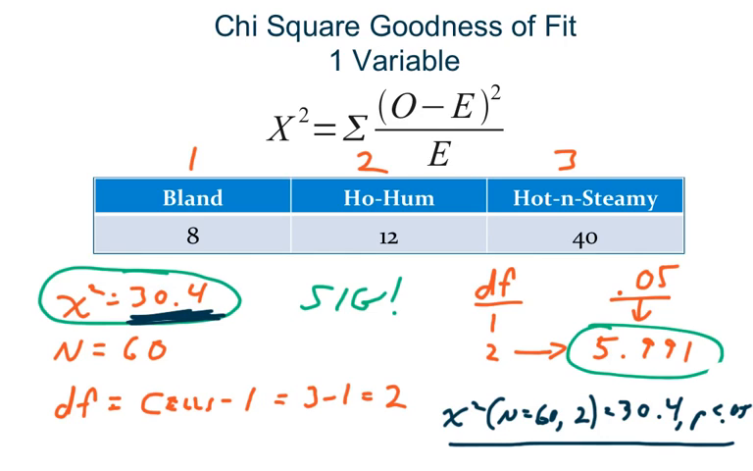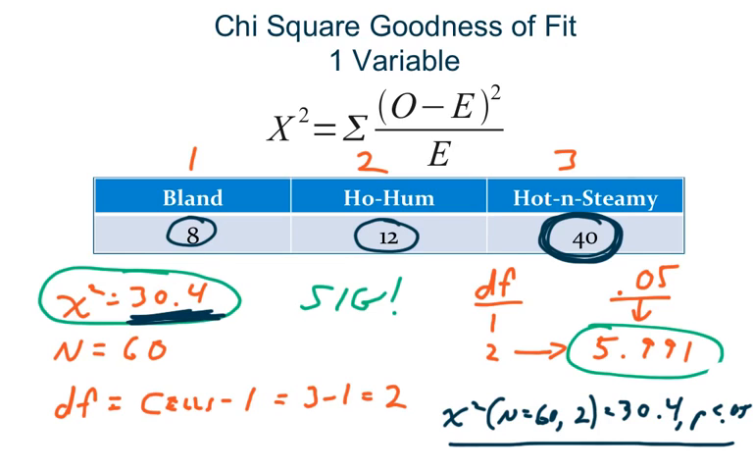Well, here the effect is that the more interesting or sexually engaging a TV commercial is, the greater the sales. Because we had 40 people interested in the product under that hot and steamy condition compared to 12 or even 8. And that's really all there is to it with the one variable chi-square test.